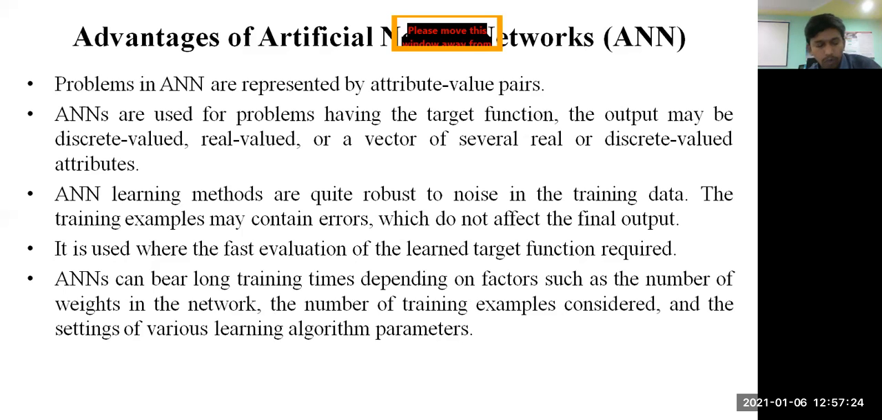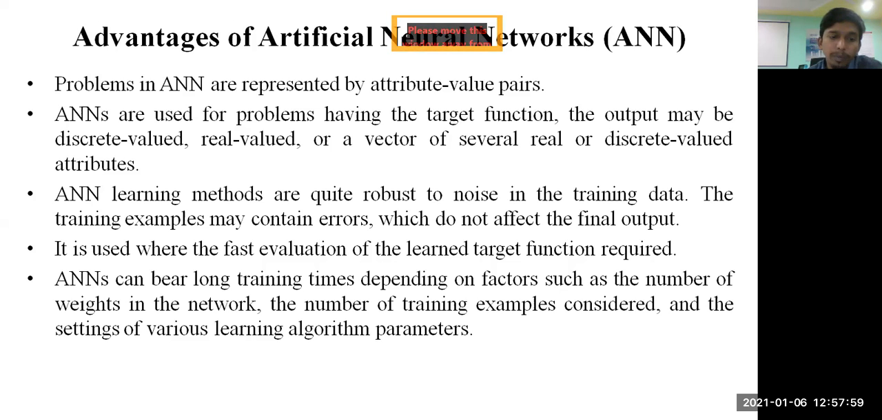So, concluding with the advantages and disadvantages of your ANN. ANN can be used for many problems. ANN models are robust to noise in training data. The training examples may contain errors which do not affect the final outputs. As there are n number of neurons, even if there is one neuron failure, it will not affect the output. Even if there is any failure with respect to training, the training will still be appropriately done. It is used where fast evaluation of the learned target function is required.